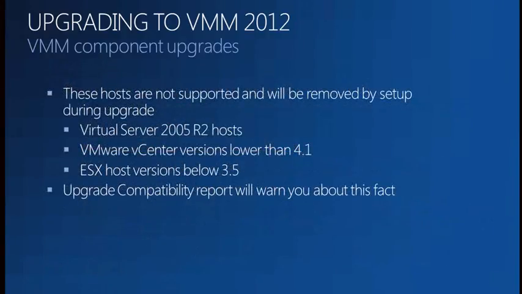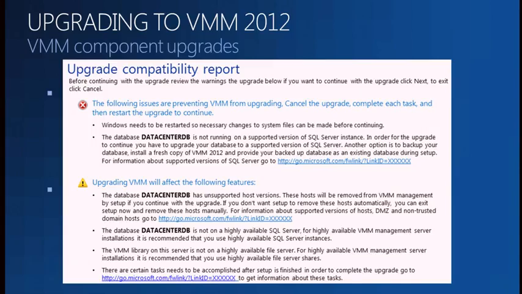Some caveats. We do not support Virtual Server 2005 anymore. So if you have Virtual Server 2005 that you're currently managing with VMM 2008 R2 SP1, it will no longer be carried forward, so it will be removed automatically. Make sure that you remove them voluntarily. We do not support VMware vCenter version lower than 4.1, and we don't even support ESX hosts lower than 3.5. So make sure that you take care of these things when you move away from 2008 R2 SP1 to VMM 2012. And we have an upgrade compatibility wizard which actually tells you about it.